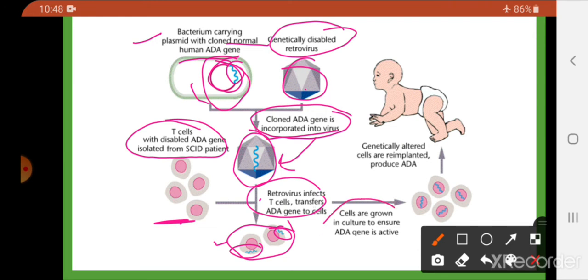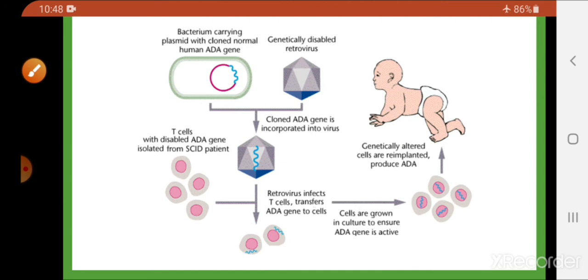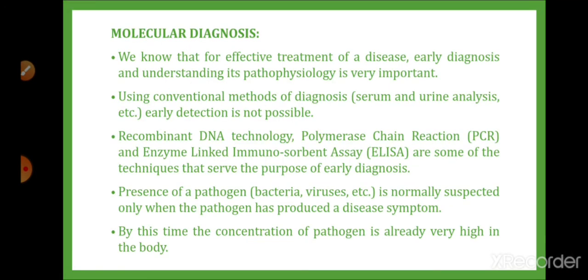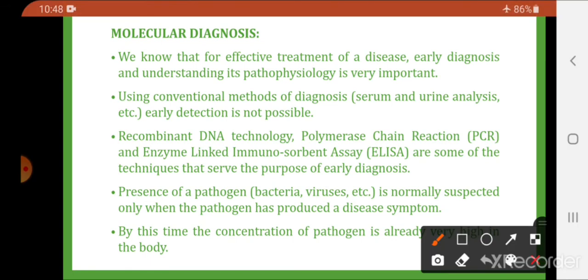Now the cells are grown in the culture to ensure that the ADA gene is active, and then these genetically altered cells are replanted to produce the ADA. So this is how this technique is carried out. Now the use of the gene therapy in molecular diagnosis.